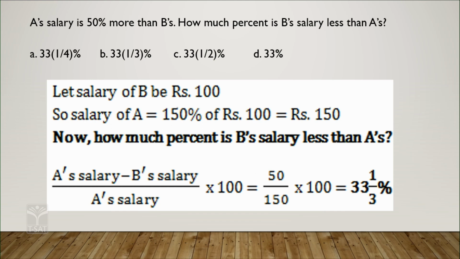Is it clear? If you say X, then you have to calculate 150% as 3 by 2 X, X plus 3 by 2 X, and this calculation will give a little bit of confusion.